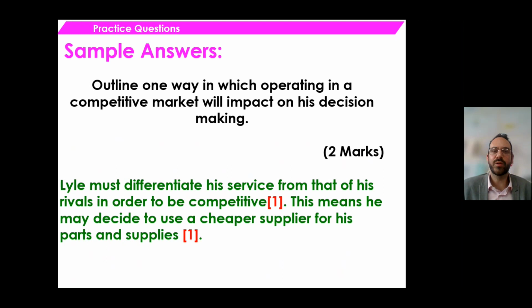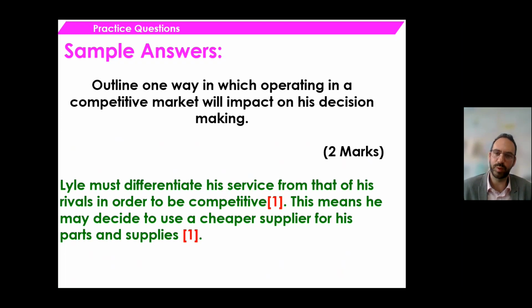Almost there. Outline one way in which operating in a competitive market will impact on his decision making. So here we are. Lyle must differentiate his service from that of his rivals in order to be competitive. That's your link to your knowledge. This means he may decide to use a cheaper supplier for his parts and supplies. This is only an example. This is not what you had to do. It's outlining any different type of thing that he could do that relates to his decision making. So in this case, we're just using differentiating his service because I think that is the most obvious one.